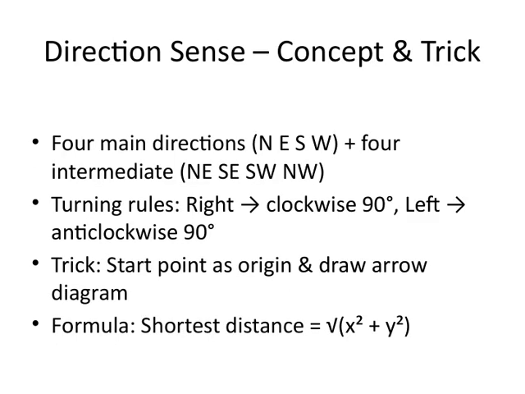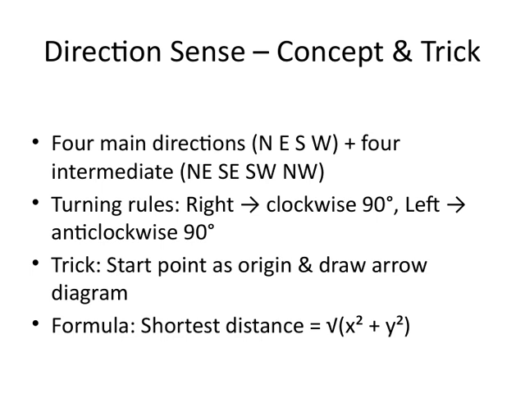Let's dive into the concept of direction sense and some useful tricks to master it. First, there are the four main directions: north, east, south, and west. These are the primary points we use to navigate. In addition to these, there are four intermediate directions: northeast, southeast, southwest, and northwest, which help us pinpoint directions more precisely. Now, when it comes to turning rules, it's pretty straightforward. Turning right means rotating clockwise by 90 degrees, while turning left means rotating anti-clockwise by 90 degrees. These rules are fundamental when you're figuring out directions after turns.